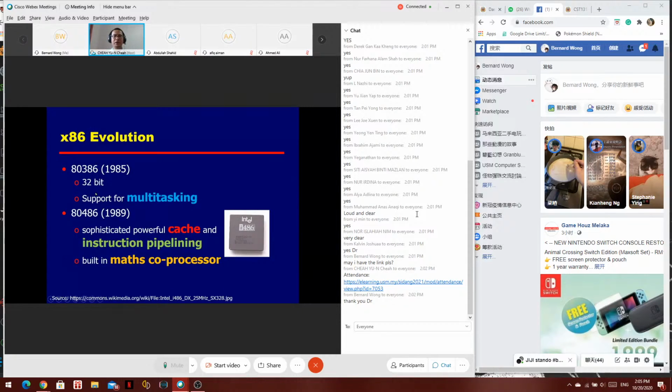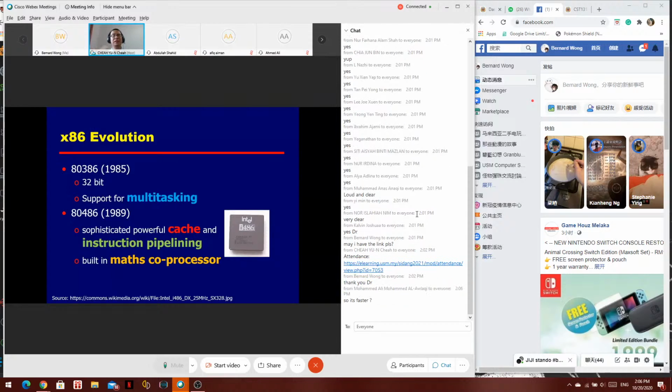Then it went into the 386. By the time of the 386, the idea of multitasking also came about. Multitasking means it can do many processes at the same time. Back in the older days, the computer could only run one process. For example, if you were doing Microsoft Word, you could only do Microsoft Word. You couldn't do anything else. But now, with multitasking, you can run Microsoft Word together with your browser and your other stuff, all at the same time.